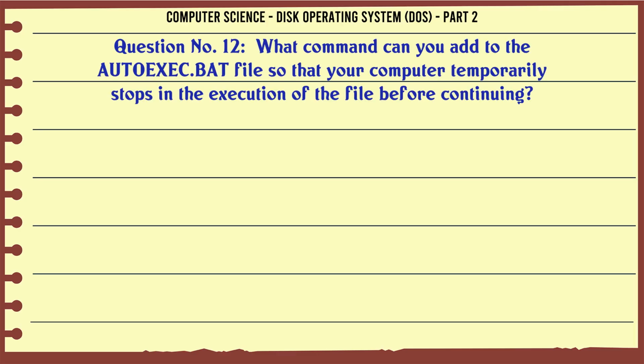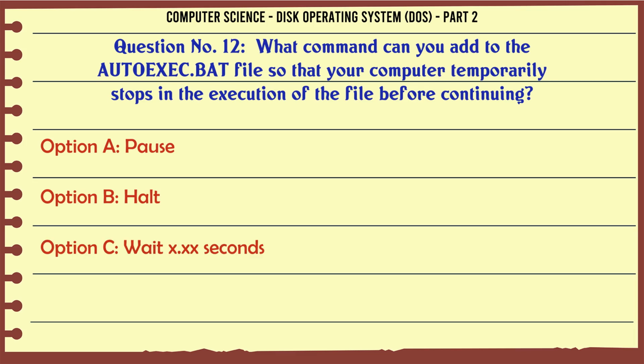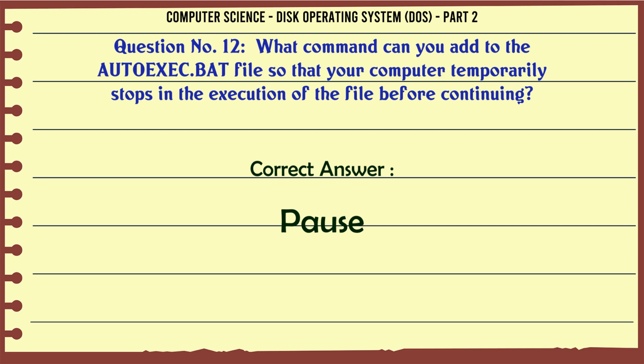What command can you add to the autoexec.bat file so that your computer temporarily stops the execution of the file before continuing? A. Pause. B. Halt. C. Wait x.xx seconds. D. Wait until files x. The correct answer is pause.